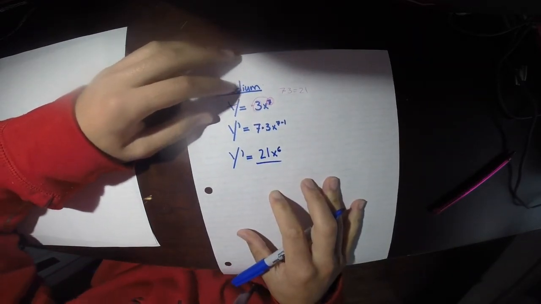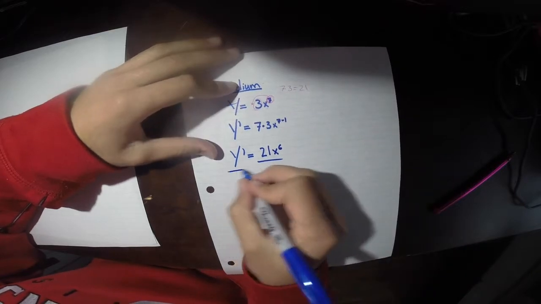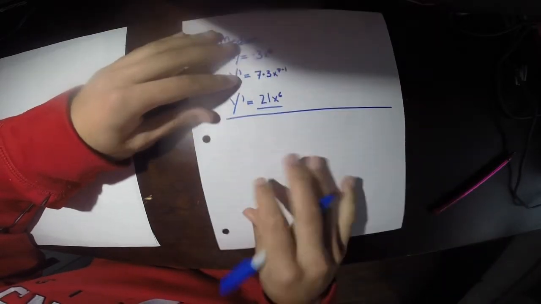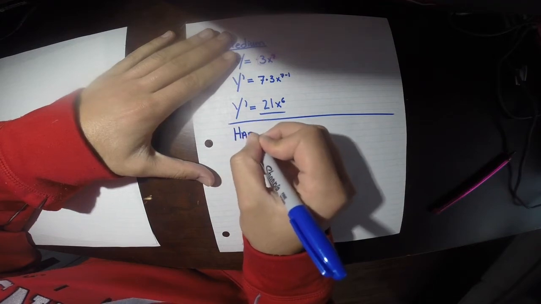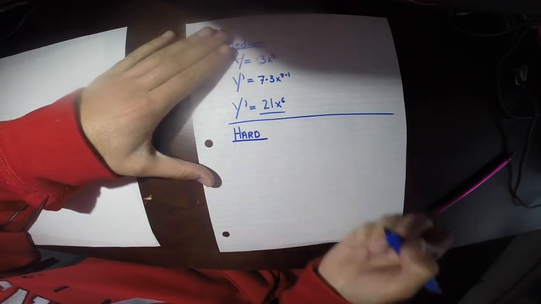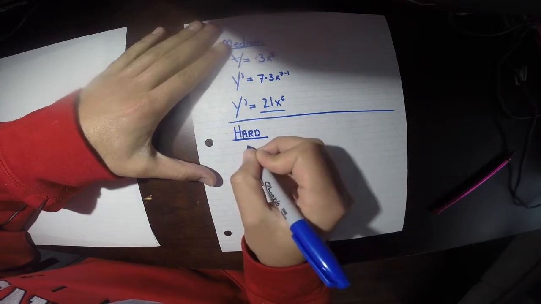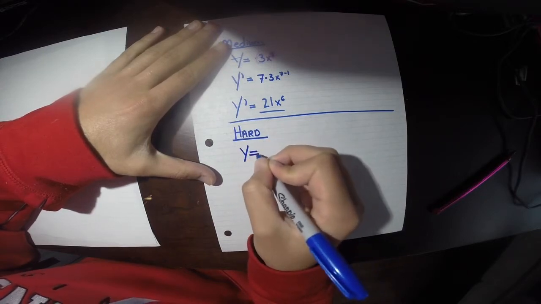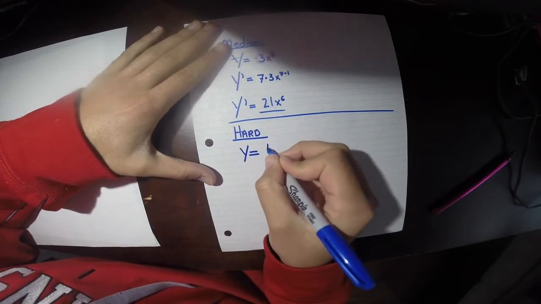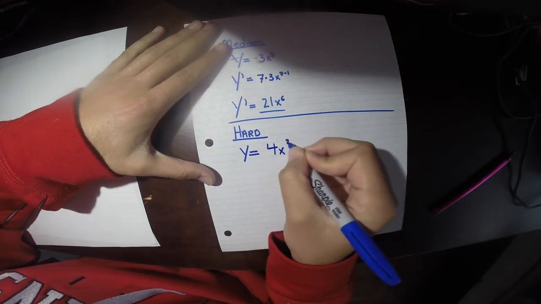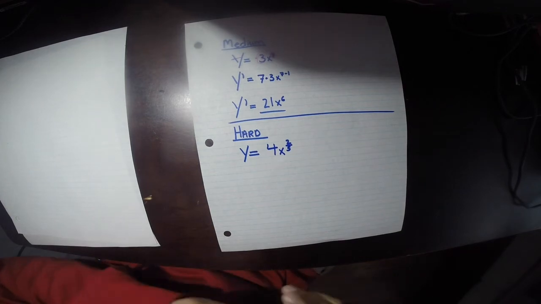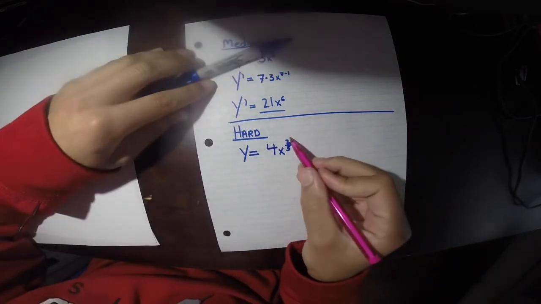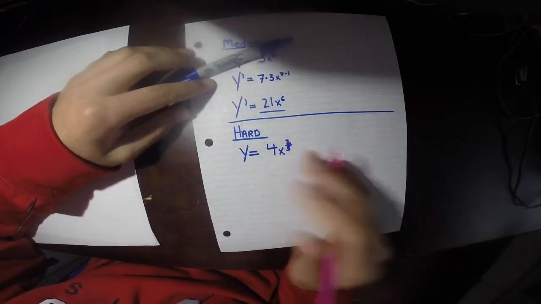Now let's move on to something a bit harder. Let's go something harder. Now, you're given the function 4x to the 2 over 5. Now, for some reason, people tend to freak out when they see a fraction, especially an exponent. But it's actually pretty simple.